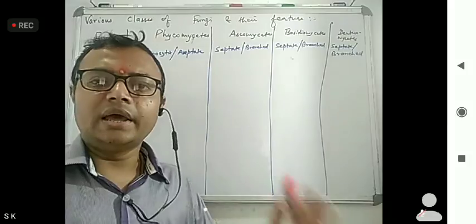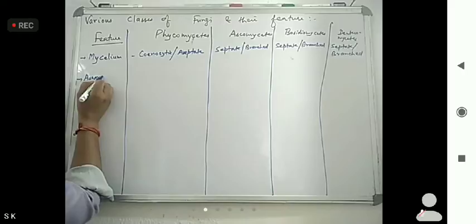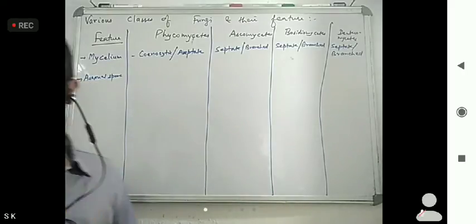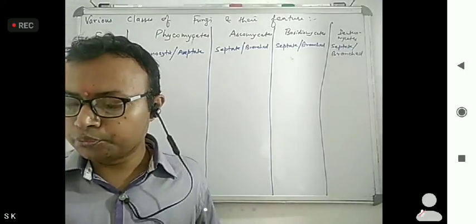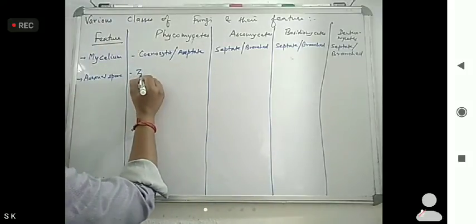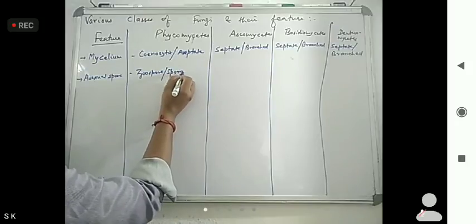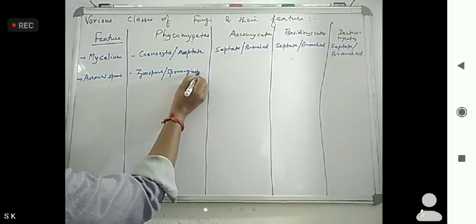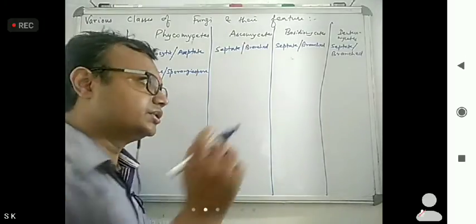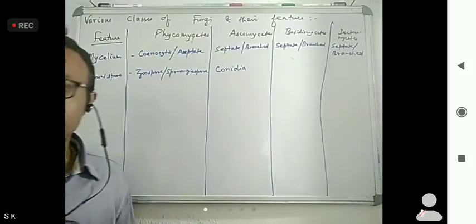Next, is an asexual spore forming or not? What we see in Phycomycetes here is that zoospore and sporangiospore are formed. If we come to Ascomycetes, what formation is there? Conidia is being formed in Ascomycetes.